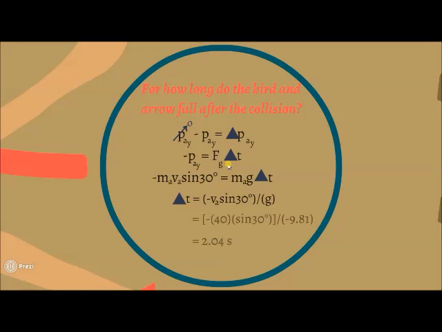Because the arrow travels in a parabolic path, the time it takes to reach the maximum height at the collision equals the time it takes to hit the ground after the collision. Therefore, the time it takes for the bird and the arrow to fall to the ground after collision is 2.04 seconds.